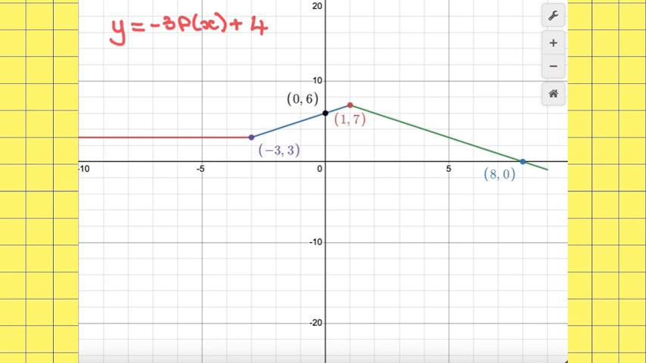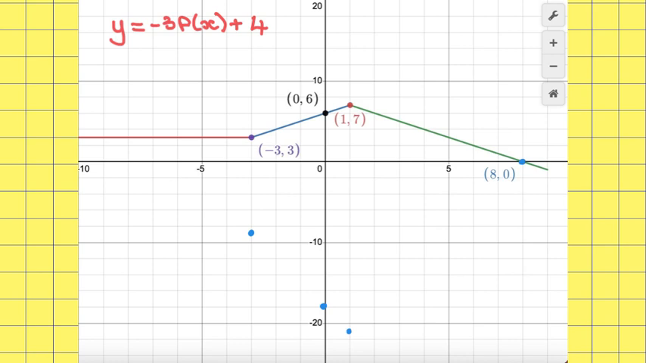So all the y coordinates are going to be multiplied by minus 3. So minus 3, 3 will go to minus 3, minus 9. Minus 3, minus 9 is here. 0, 6 will go to 0, minus 18, which is there. 1, 7 will go to 1, minus 21, which is there. And then 8, 0 will go to 8, 0, because 0 times minus 3 is 0.